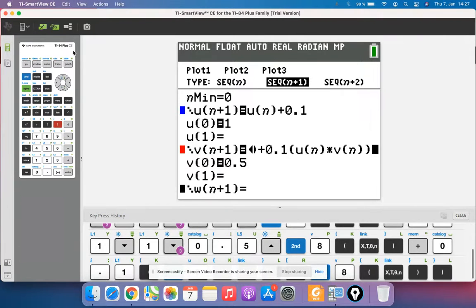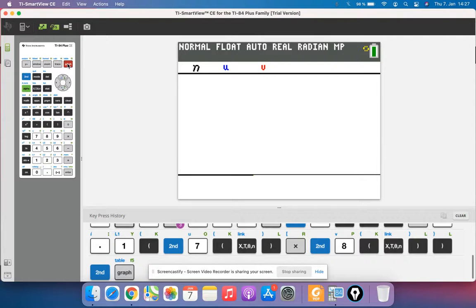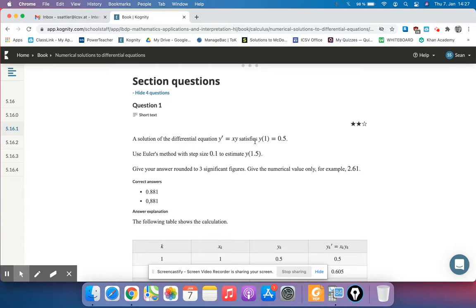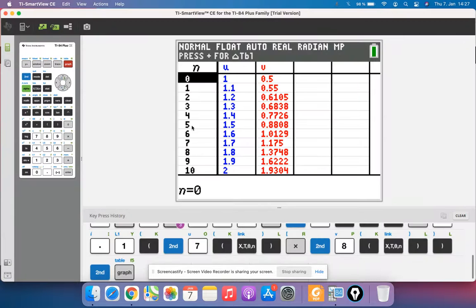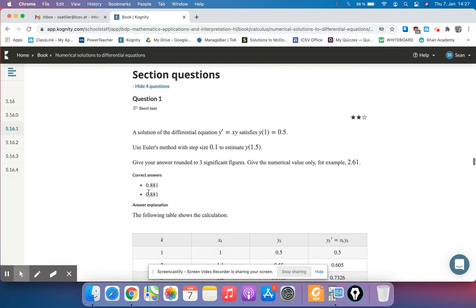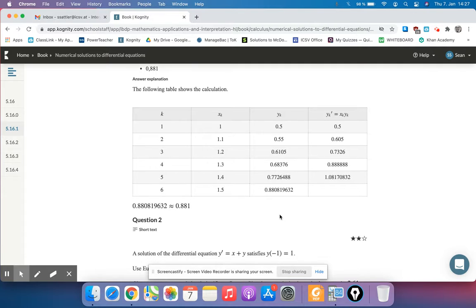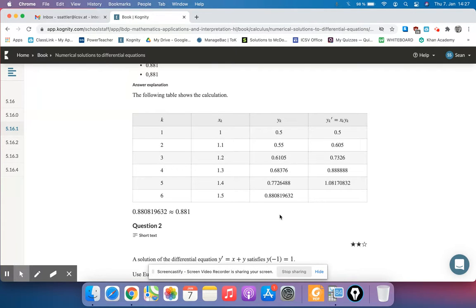And now we just have to go to the table, second table, and it will do all the calculations for us. And we just want to know, it says, use Euler's method to estimate y of 1.5. So we go to where the x coordinate is 1.5, which is right here. And we see that the v value is 0.8808. So we should round that to 3 sig figs and get 0.881. And that's what the answer is, 0.881. And then they just give you the same table in this form. So I can do another one with you in another video.